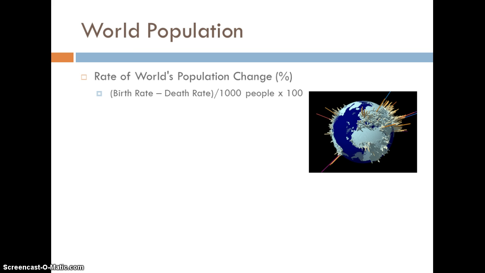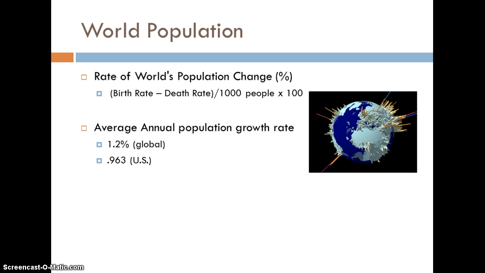When we look at world population, when we're calculating population change, it's birth rate minus death rate divided by 1,000 people, because once again we're looking at crude, and then to get that a percentage you multiply by 100. Now with world population, we don't have to take into account migration, because it's not like we have aliens landing on Earth that we're adding to our population, and we're not sending people to other planets at this point in time.